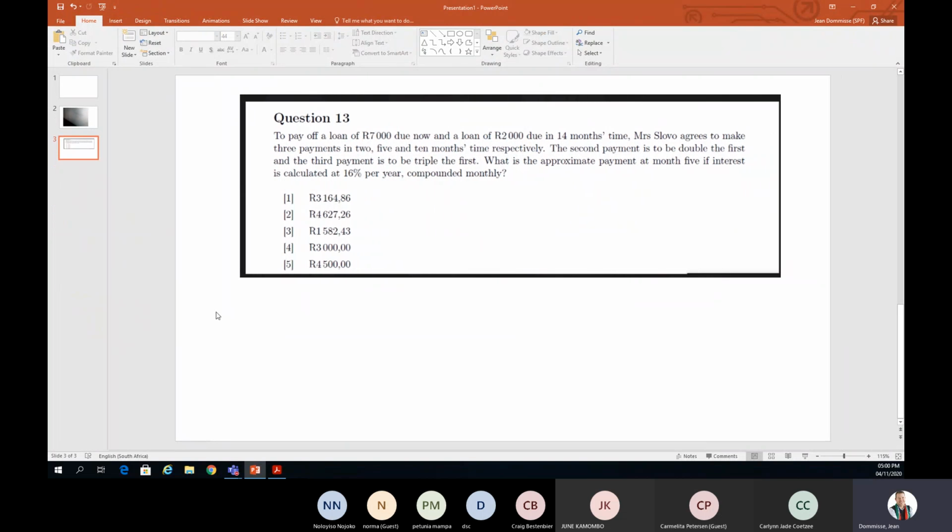You guys can see my screen still, eh? Yes, we can. Okay, cool.